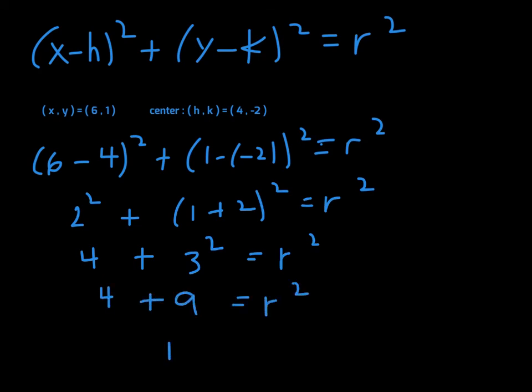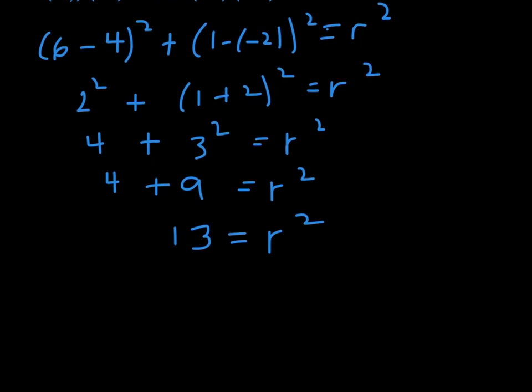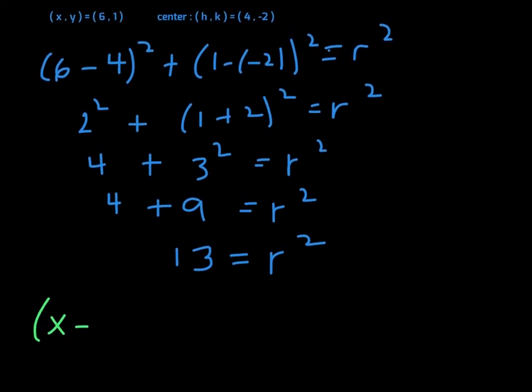13 is r squared. Now, don't take the square root of both sides because they never really explicitly said find the radius. They said find the standard form for the circle. So now we have everything we need. So then we have x minus our h value. Let me move the screen up a little bit so you can see it. Do you see it right there? H and k. Let's plug those in. This is our final answer, folks. X minus h, which is x minus 4 quantity squared, plus y minus k, which is y minus -2 squared, is equal to r squared, which is 13.